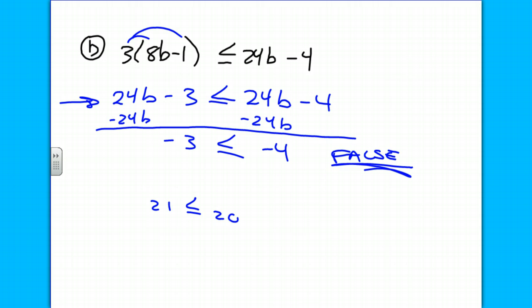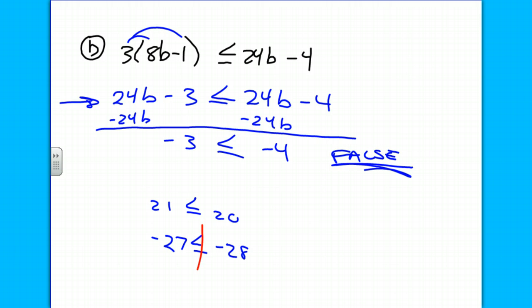And how about plugging in a negative 1? Negative 1 times 24 is? Negative 24 minus 3 is? Negative 27, right? Negative 24 minus 4 is? Negative 28. And is this true here?